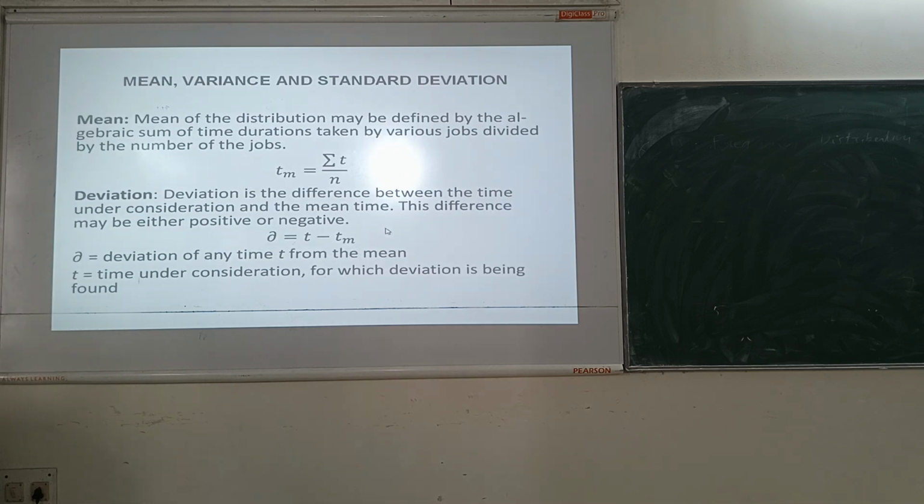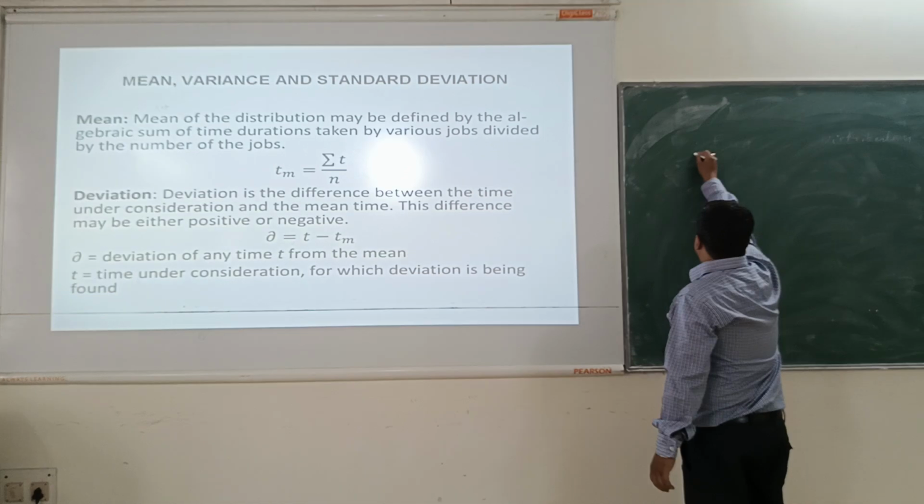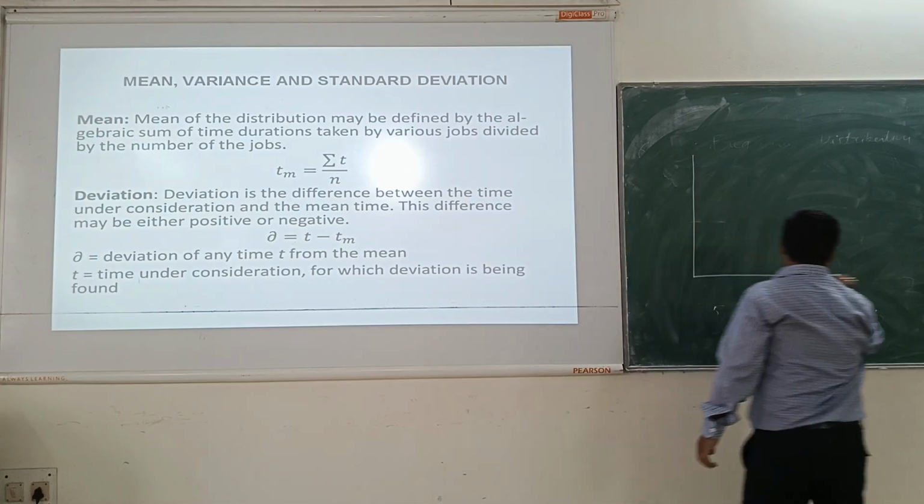If you have to draw the mean and deviation, you already know what the mean is. It is the total number of activities divided by the time duration. The deviation is the difference from the mean time, which is the standard deviation.